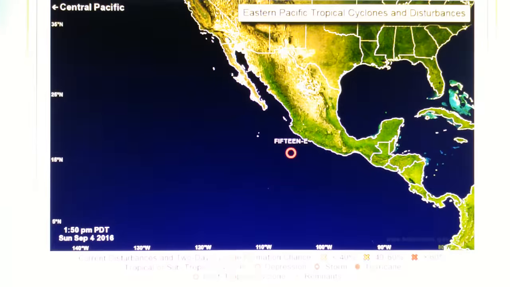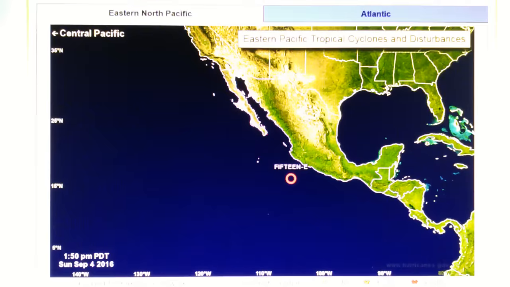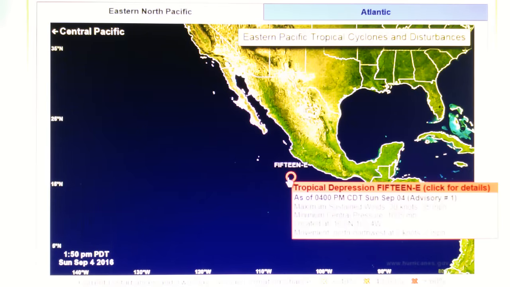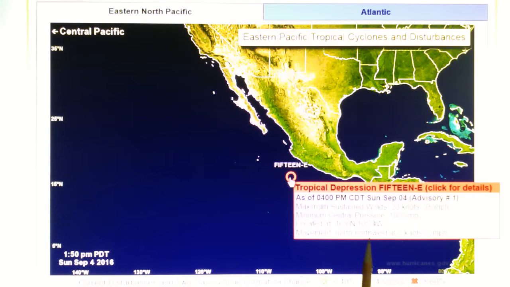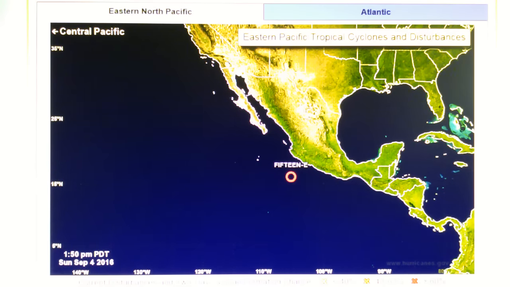Here is the hurricane map for the West Coast, and now we have, as of about an hour ago, Tropical Depression 15E, 35 mile per hour winds, core pressure of 1,005 millibar, and the storm is moving very slowly to the northwest at 2 miles per hour. We'll keep an eye on that.